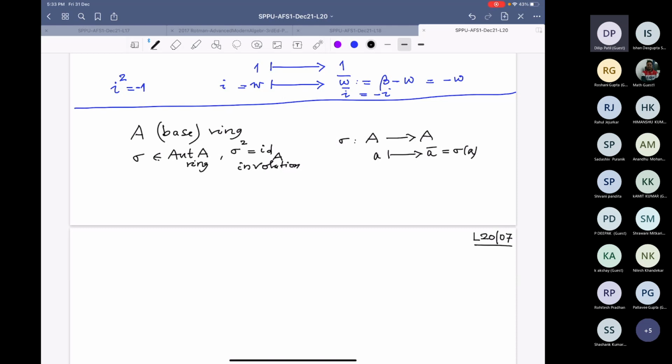All right, now I have given two modules V and W, A modules. Then the function I am defining, phi, this is a map from V cross W to A, is called sesquilinear.